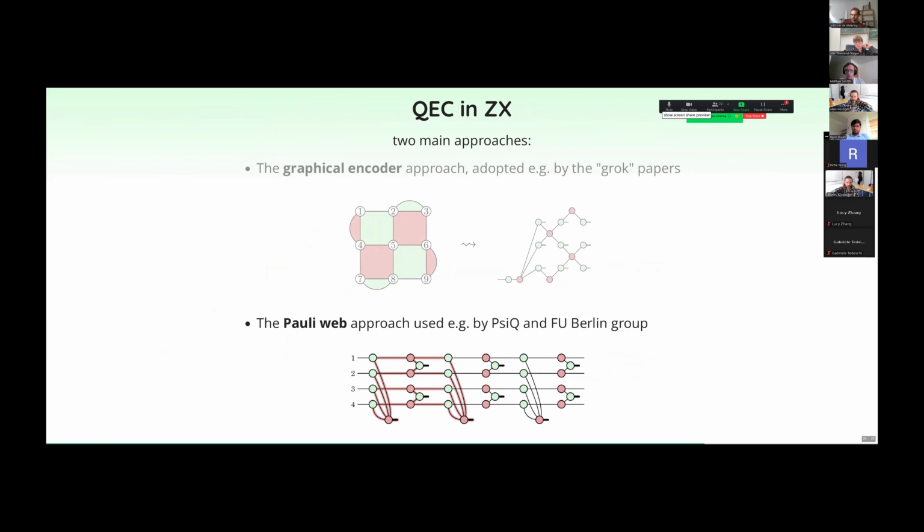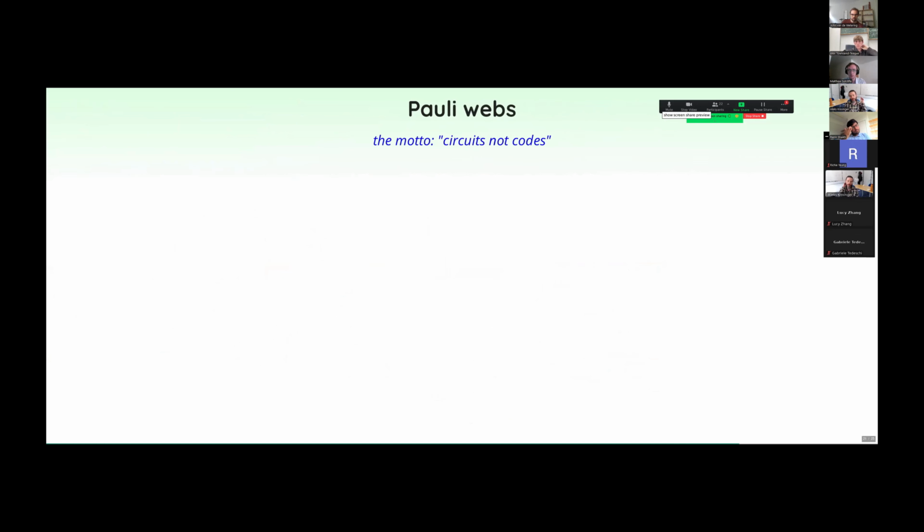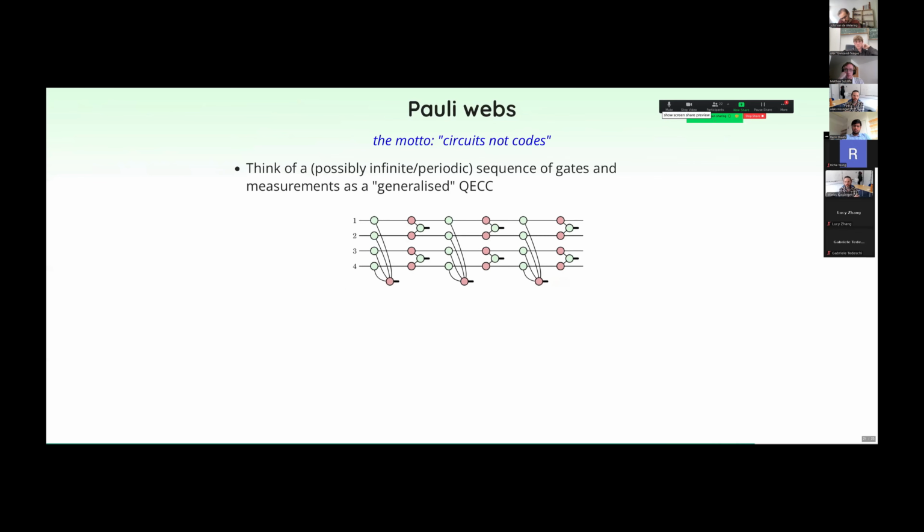In the last couple of minutes, I just want to talk very briefly about Pauli webs. So the motto of this kind of approach that I've heard a couple of times now is that you want to think about circuits and not codes. So the idea is to think about a possibly infinite or periodic sequence of gates and measurements as a generalized quantum error correcting code. Okay, so it's no longer just measuring the stabilizers of a stabilizer code over and over again, but just more general stuff.